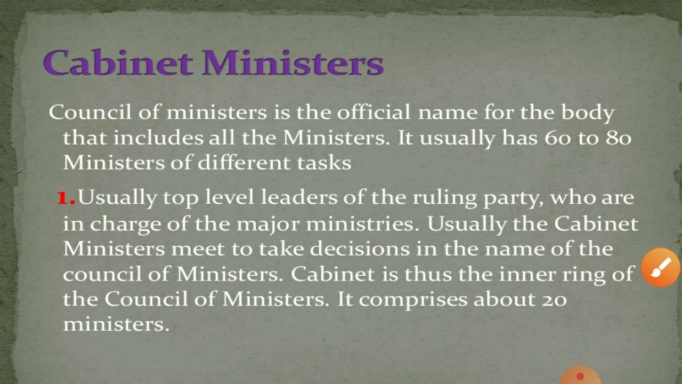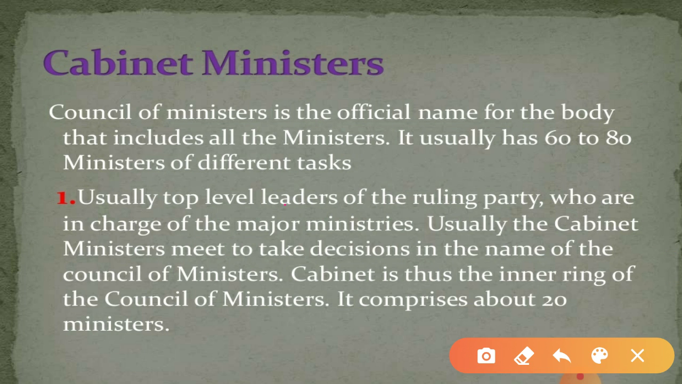Then we will see the cabinet ministers. There are two kinds of ministers here. Council of Ministers is the official name of the body. It includes all the ministers, usually 60 to 80 ministers of different tasks. So the cabinet minister in the parliament, we can say, is the ministry. The cabinet ministry is the most important ministry, where nearly 60 to 80 ministers can exist, or these are the very important ministers taking important departments.